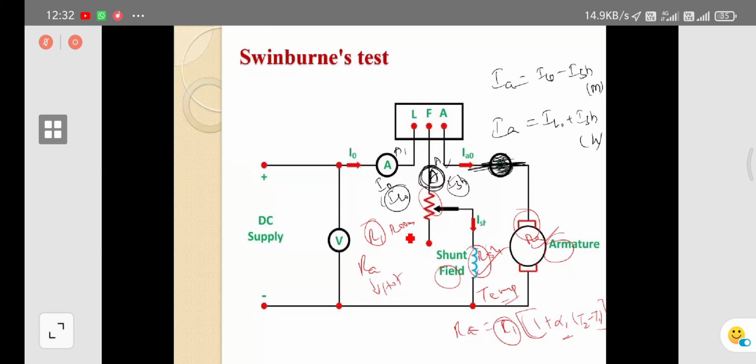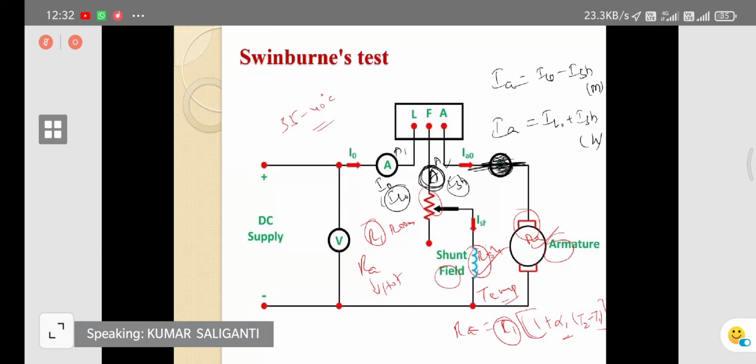From that I am going to find the temperature rise. Generally the temperature rise is 35 to 40 degrees Celsius in some books. Every time you rotate the motor, the motor winding gets heated, the field winding and armature winding both, while room temperature is around 27 degrees.